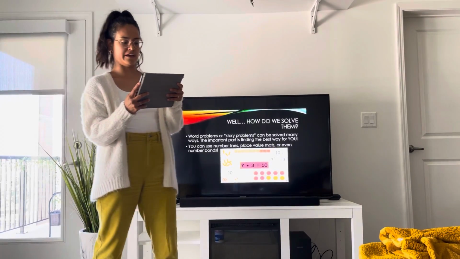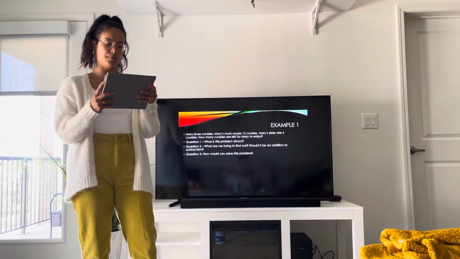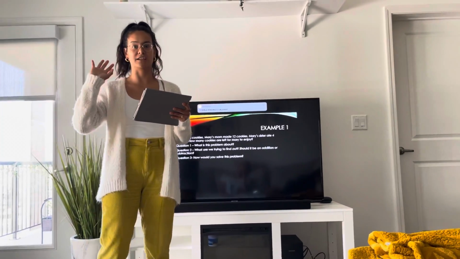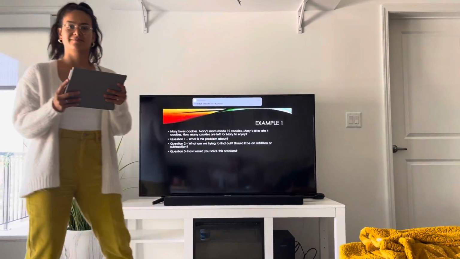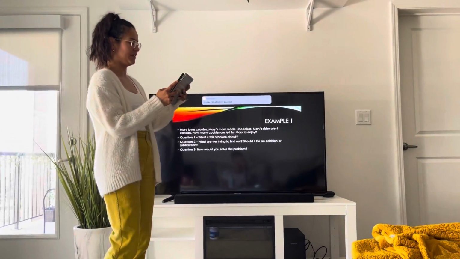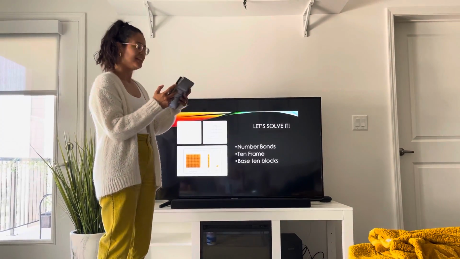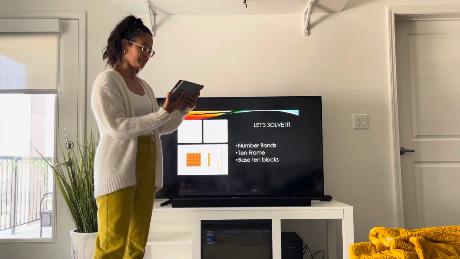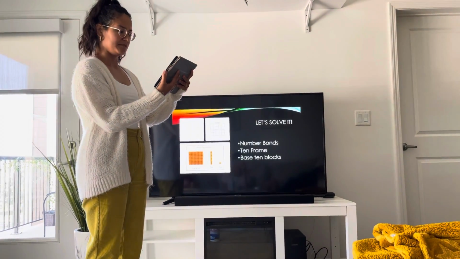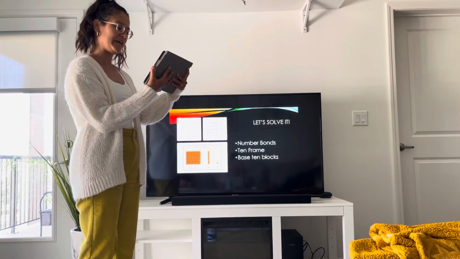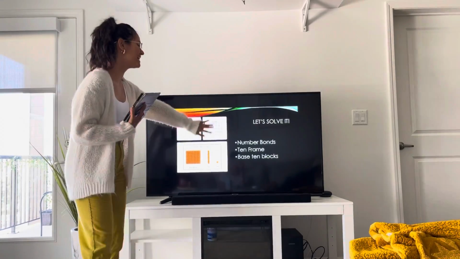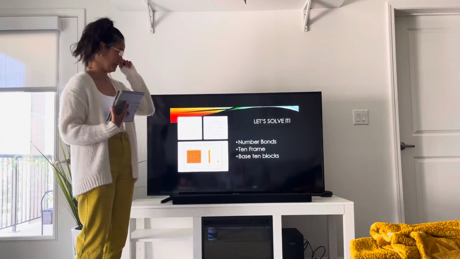Yes. There are a few ways. So, can you tell me of a couple of ways we could solve that? Raise your hand. Yes. Number sentence. Yes, number sentence is very good. Okay, so let's solve it. Number bonds, 10 frame or base 10 blocks. Here are different ideas of how you could solve it.